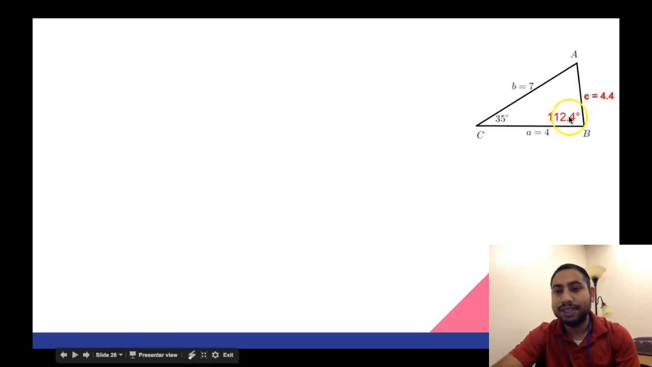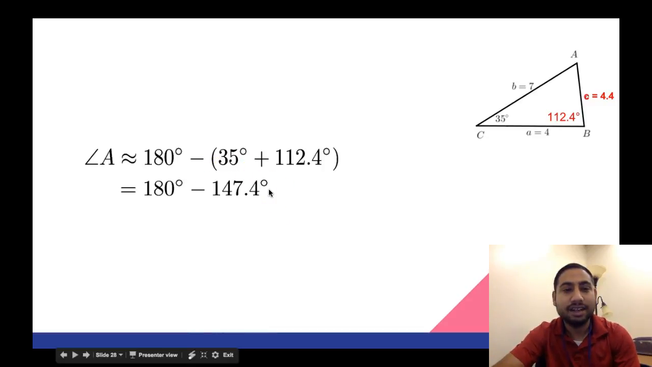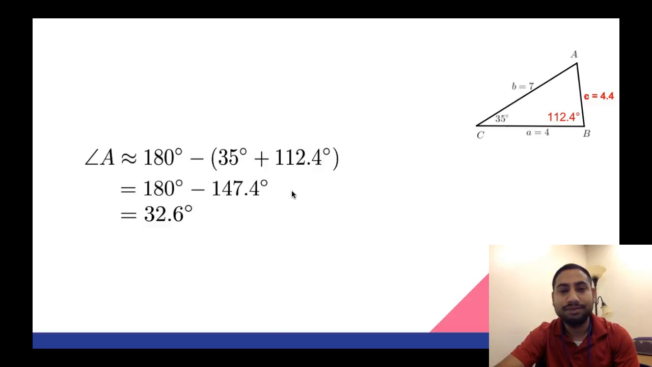All right, so we got B is 112.4 degrees. We just need to figure out A, which we can do by noting that the sum of the angles in a triangle is 180. So I can add these two and subtract from 180 for angle A. That's 180 minus 35 plus 112.4, which is 147.4, and 180 minus that is 32.6. So now we have all the unknown parts and we have solved the triangle. That's it.